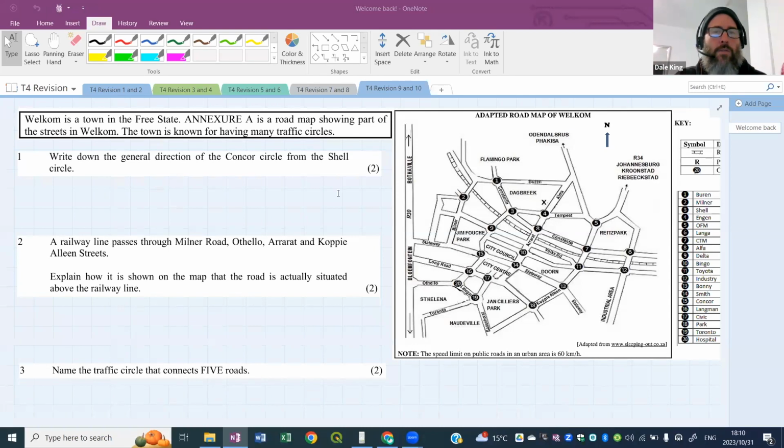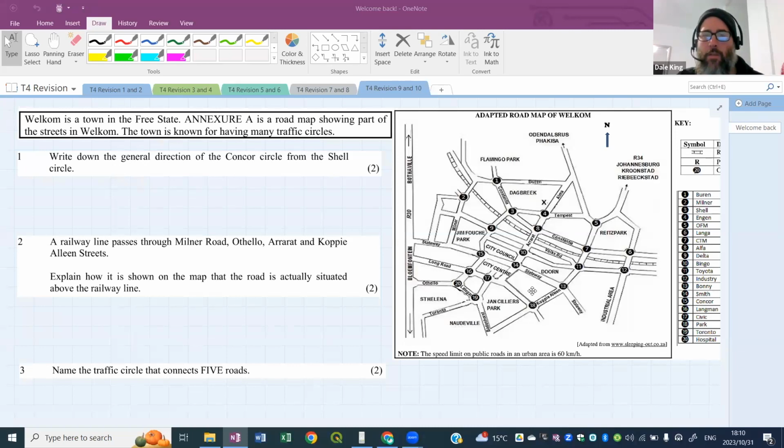So here comes the first question. I don't know if you guys can see it. If it's too small, please shout. I'm trying to fit as much as I can onto the screen here. Here comes the first question. Write down the general direction of the concourse circle from the shell circle.